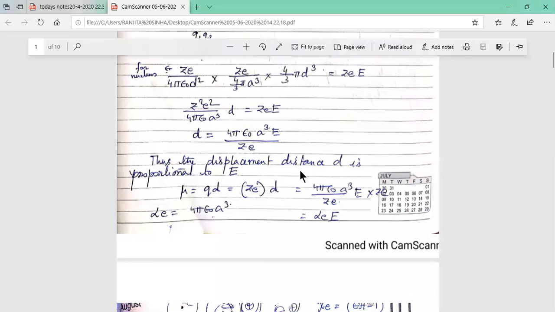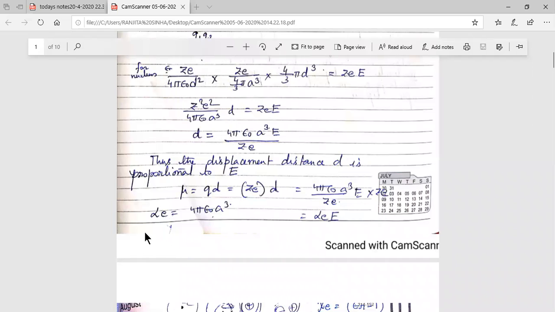Now you know what will be the dipole moment induced in that atom. The dipole moment induced in the atom is given by mu equal to q into d. So what is the value of q? That is equal to Ze into small d. We have given the value of d here, 4 pi epsilon 0 a cube E by Ze, into Ze.